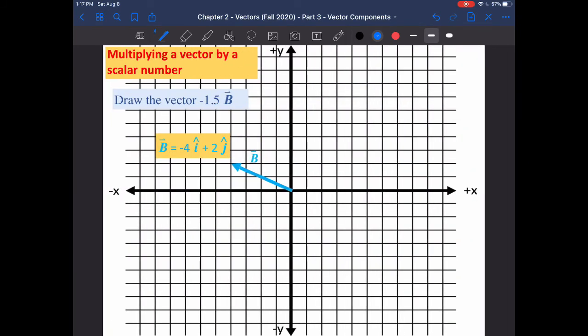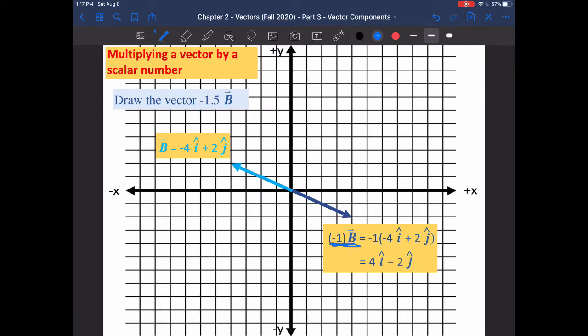Let's practice again. Let's define this vector b again, minus 4 i hat plus 2 j hat, and now let's draw the vector minus 1.5 times b. Okay, so if I just want to do minus b, what is minus 1 times b? Well, that's just a vector that points in the opposite direction of b. That's one of the original vector rules we learned in the first video. Minus a vector is always anti-parallel to the original vector.